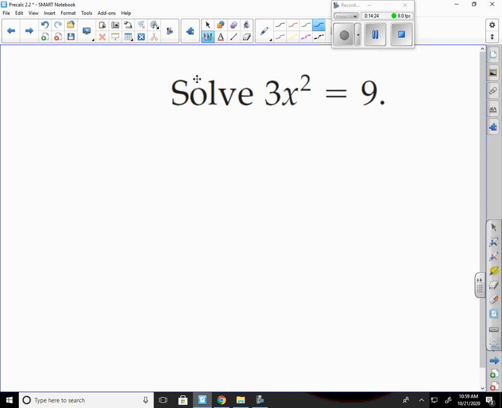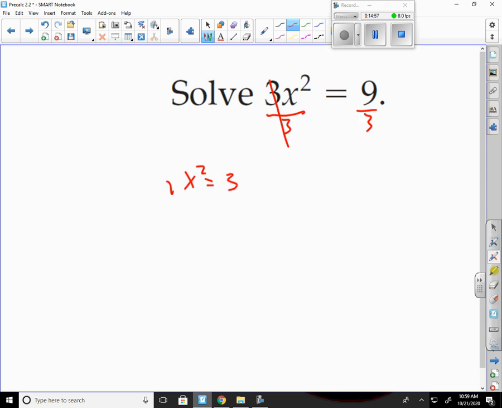That doesn't mean that's the only way we're going to see those problems. In this case, I start with 3x squared equals 9. So what that means is I can divide both sides by 3 first. Don't get too overzealous and automatically think that you're going to take the square root of both sides. I need to divide by 3 first. My goal is still to get x by itself. That gives me x squared equals 3.